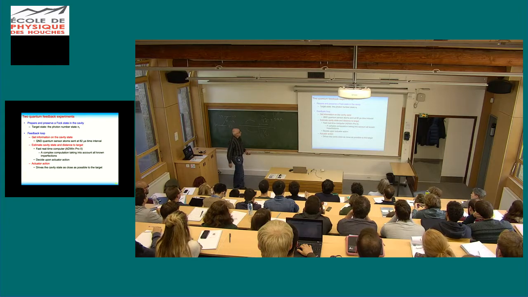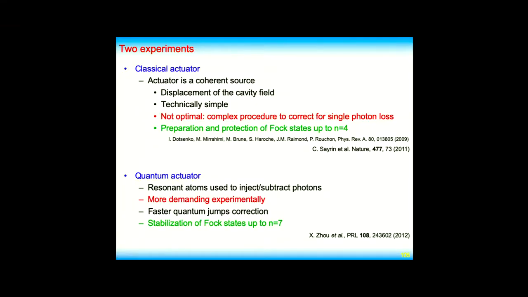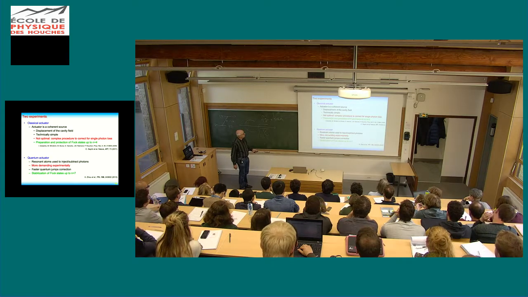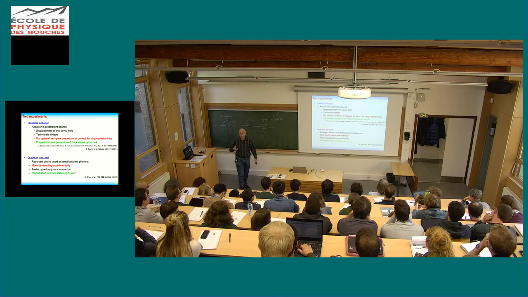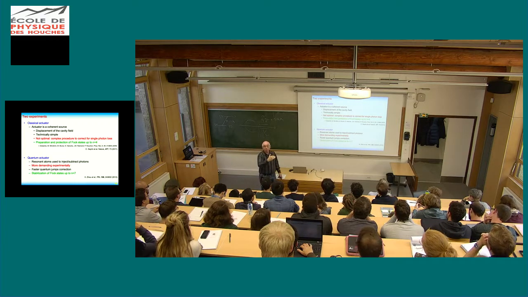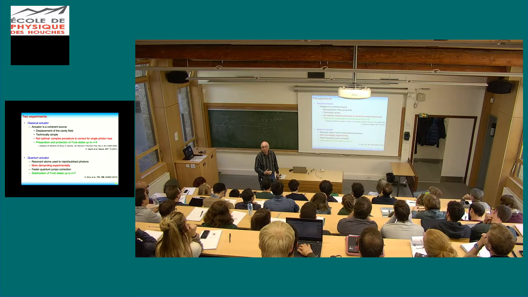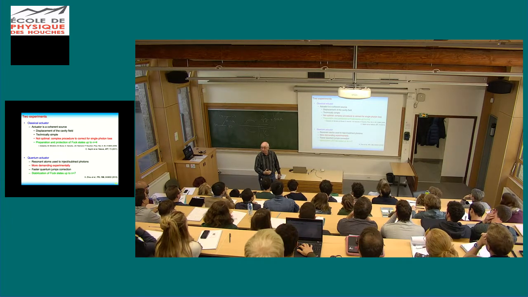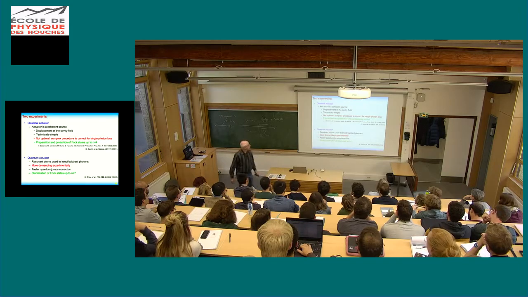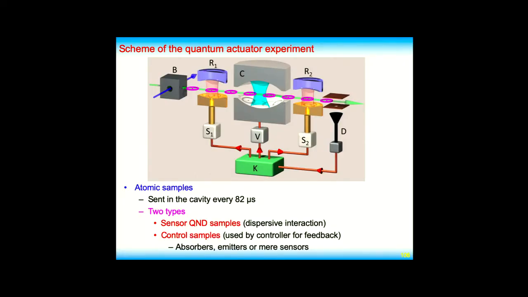And an actuator. The actuator I would like to describe, we have made it with a classical current source, but the simplest is a quantum actuator. Basically, we will send an atom resonant with the cavity. In the upper state, if we have one photon less than what we expect. In the lower state, if we have one photon more, just to absorb it out. And no atom at all, don't send it, if the state is right. So this is the scheme of the experiment.